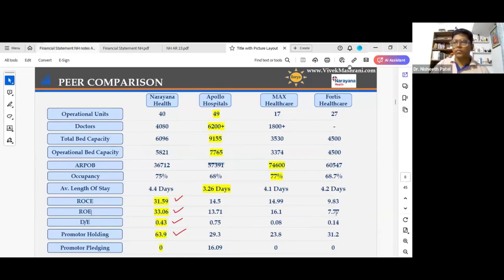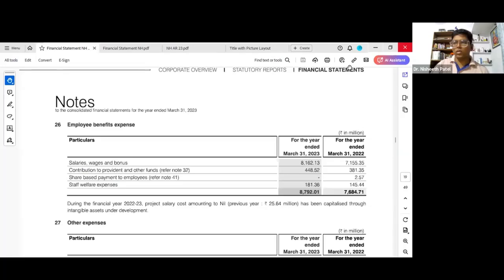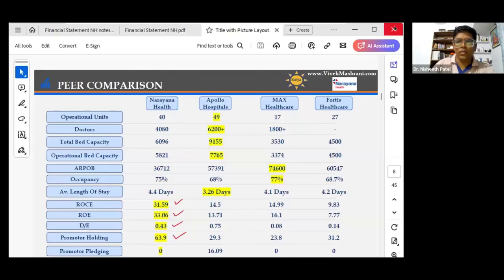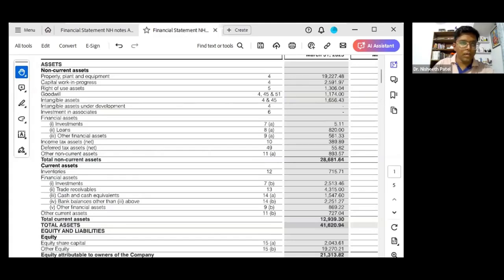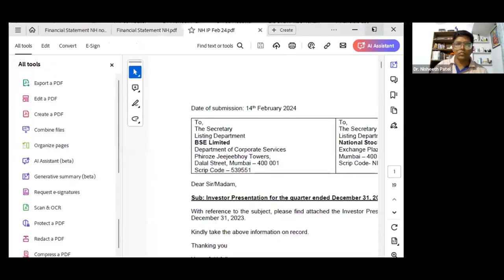So now I will take you through the other thing. We will see this latest investor presentation from Narayana Rudralaya, so that you can have the idea how helpful these ratios are and how you can have an idea.